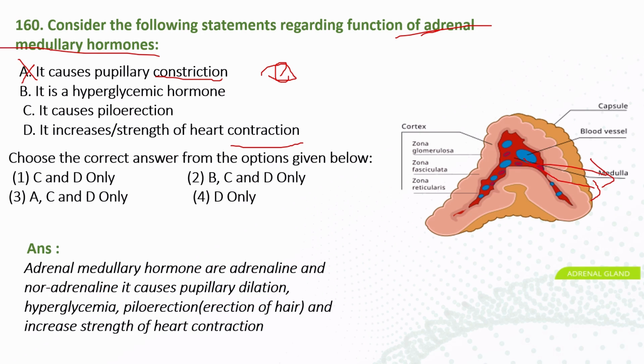Yes, obviously this is a hyperglycemic hormone, which raises the sugar content. So this is a hyperglycemic hormone and it causes piloerection. Piloerection means the erection of hairs on the skin or on the head. So it is also a characteristic feature. And it increases the heart contraction. Yes, it increases the strength of heart contraction by releasing the hormones into the heart through the bloodstream. So these three are correct about the adrenal medullary hormones, whereas it is not involved in pupillary contraction, it helps in pupillary dilation.